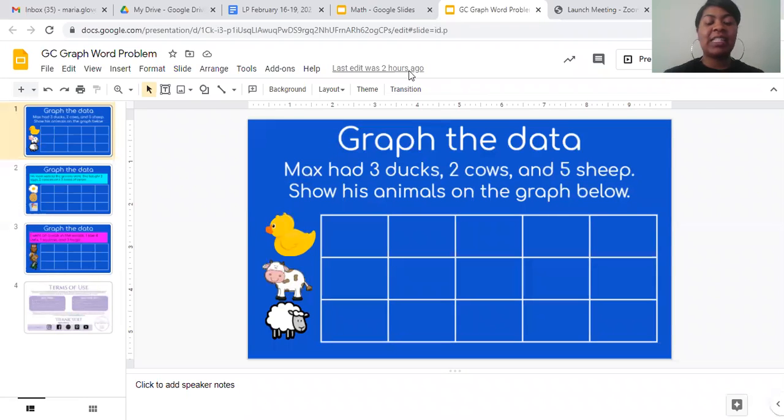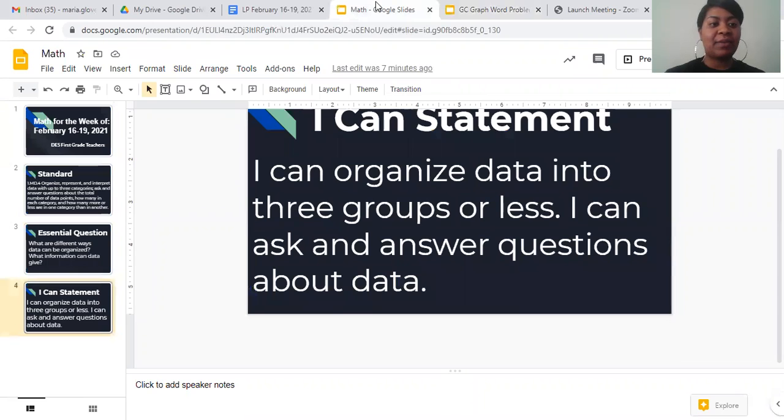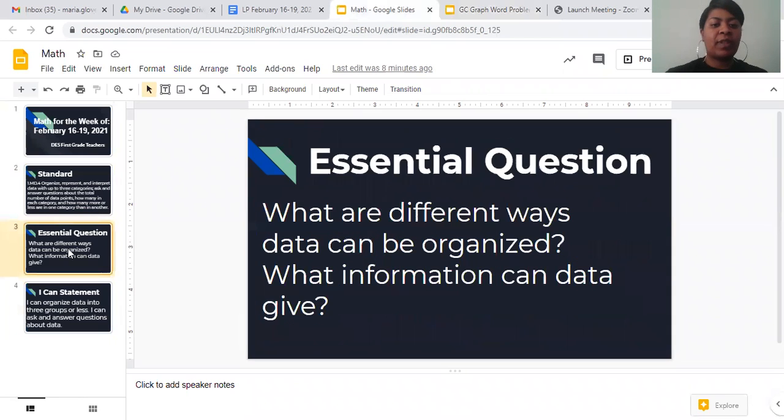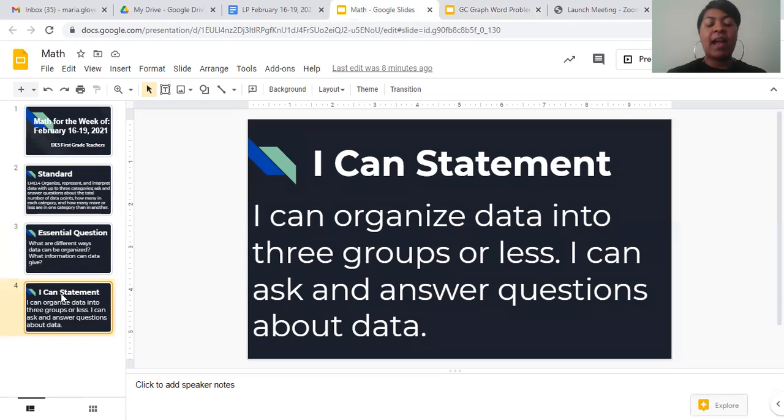All right, this is a review of data. Our standard is 1.MD.4: organize, represent, and interpret data with up to 3 categories. Ask and answer questions about the total number of data points, how many in each category, and how many more or less are in one category than in the other. Our essential question is, what are different ways data can be organized? What information can data give? Our I can statement: I can organize data into 3 groups or less. I can ask and answer questions about data.